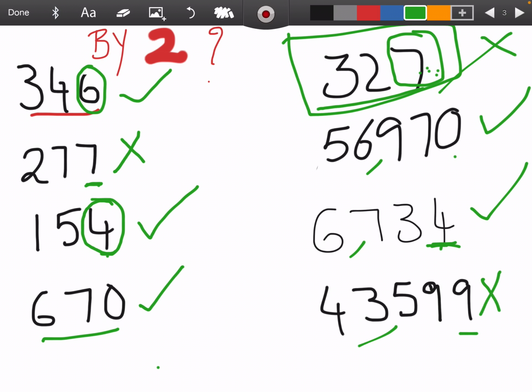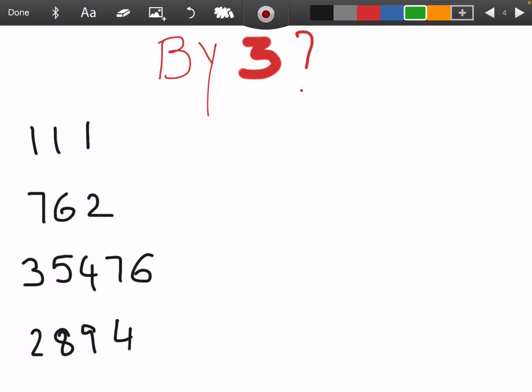So isn't it the simplest way to find out whether a number is divisible by 2 or not? Just check if the number in the ones place is 0 or 2 or 4 or 6 or 8. And if it is, then the number is divisible by 2. Let's move on to the next rule.